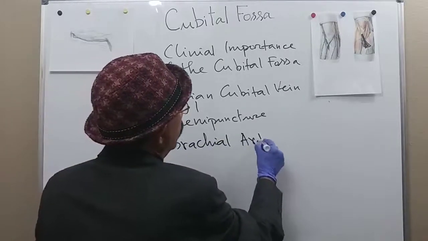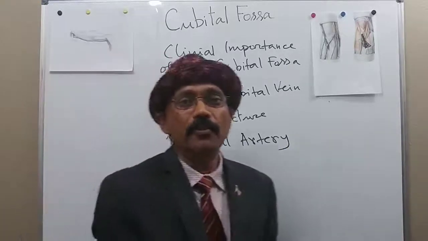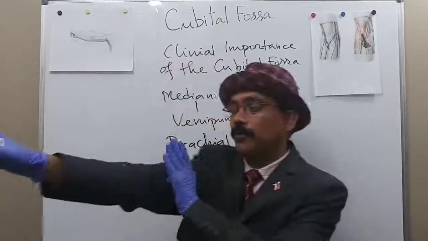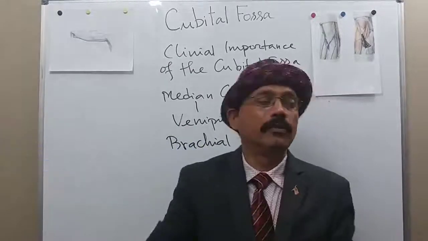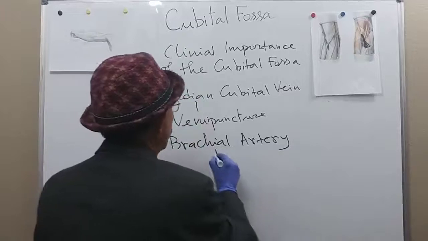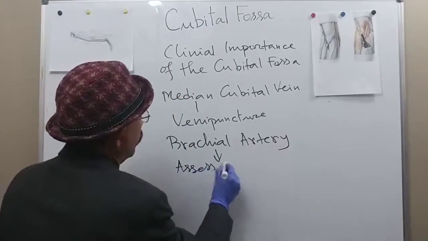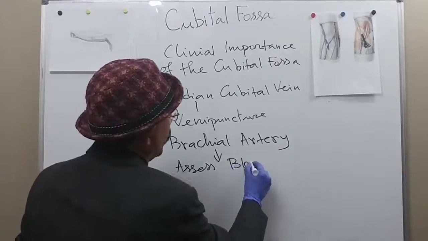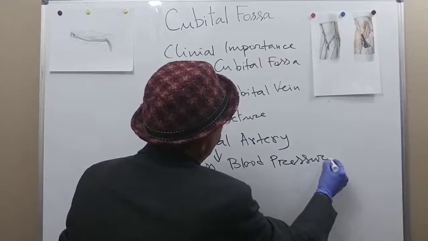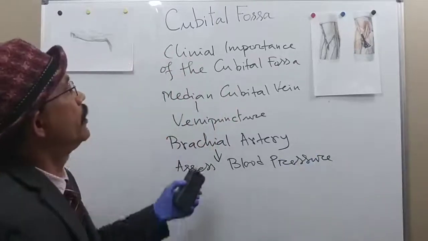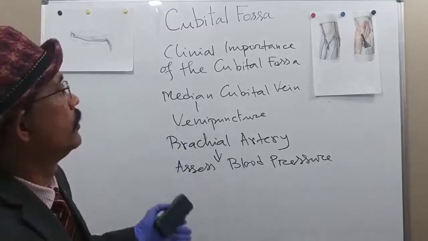Brachial artery, it has importance. It is a conventional site to place the stethoscope after putting a cuff around the arm, to assess blood pressure. Okay, so these are the clinical importances of the cubital fossa structures.